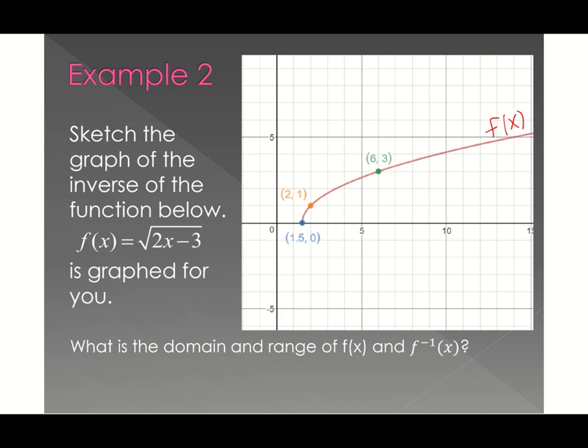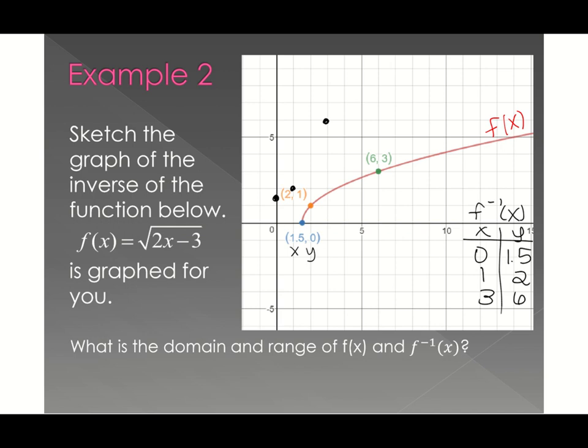So if we wanted to graph our inverse, we would just take our x, y coordinates and flip them to y, x. So if we have x, y on our inverse, we would have y, x. So we would have 0, 1.5. If we had 2, 1, we'd have 1, 2. And if we had 6, 3, we'd have 3, 6. So I want to plot those points. So I'm at 0, 1.5. I'm at 1, 2. And I'm at 3, 6.